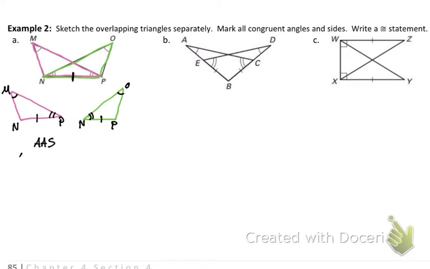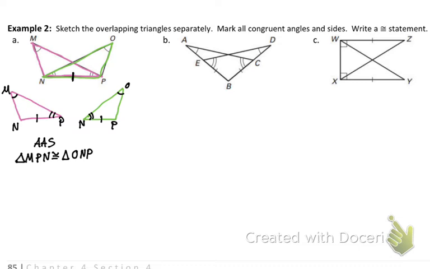And my congruency statement could be triangle MPN is congruent. So look at MPN, that's 1, 2, and then none. So 1, 2, none should be ONP. Did I get that correct? Is MPN congruent to ONP? Good with that? Any questions?